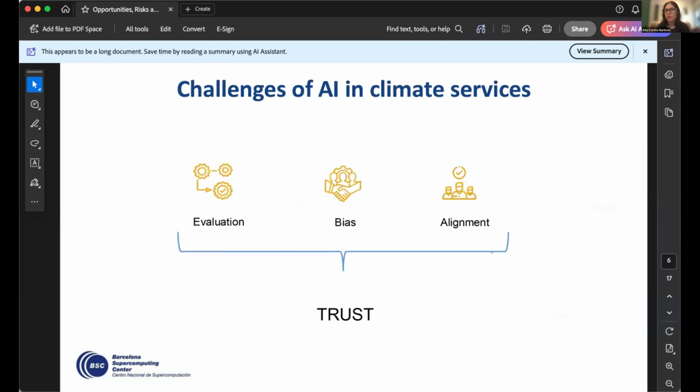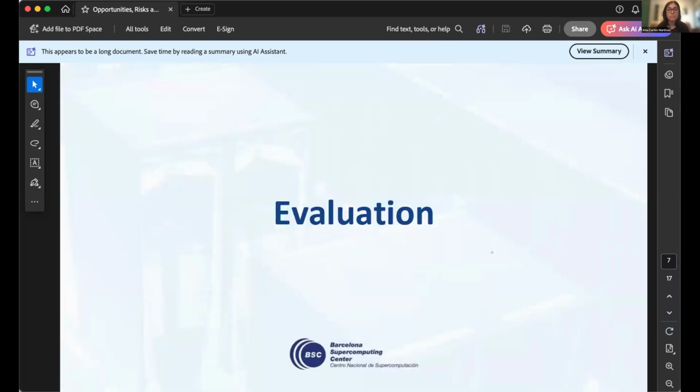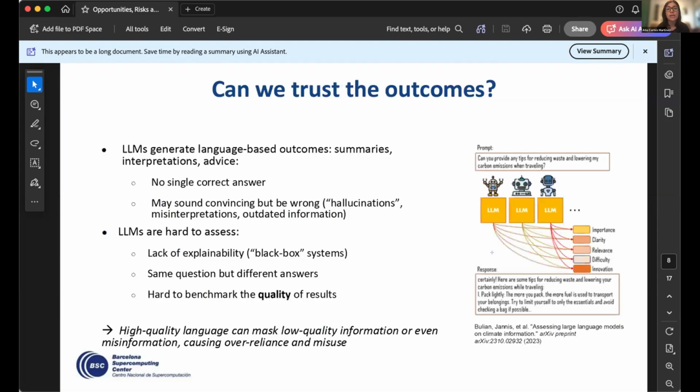So today I'm going to talk about three main challenges of AI in general, here adapting to climate services, which are evaluation, bias, and alignment. I will focus especially on LLMs, and how the combination of the three of them can then help enhance the trust towards AI solutions. So we start with evaluation.